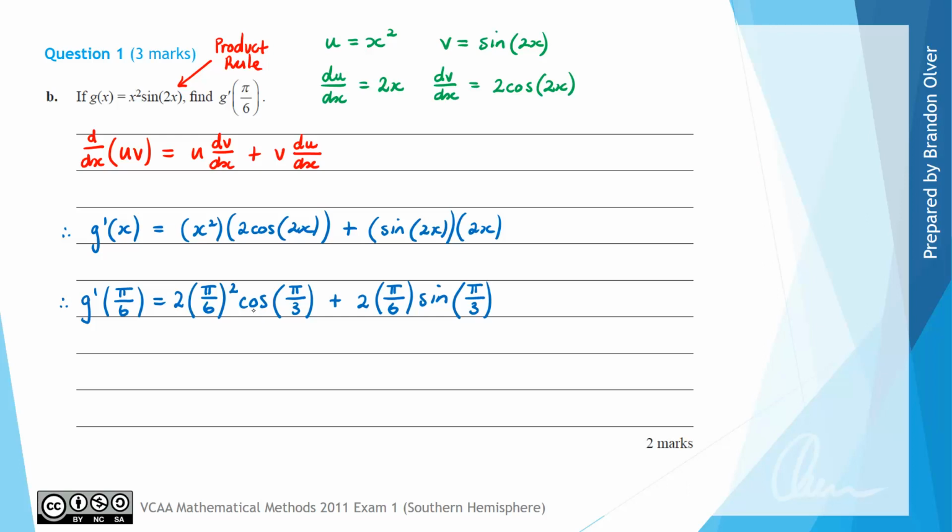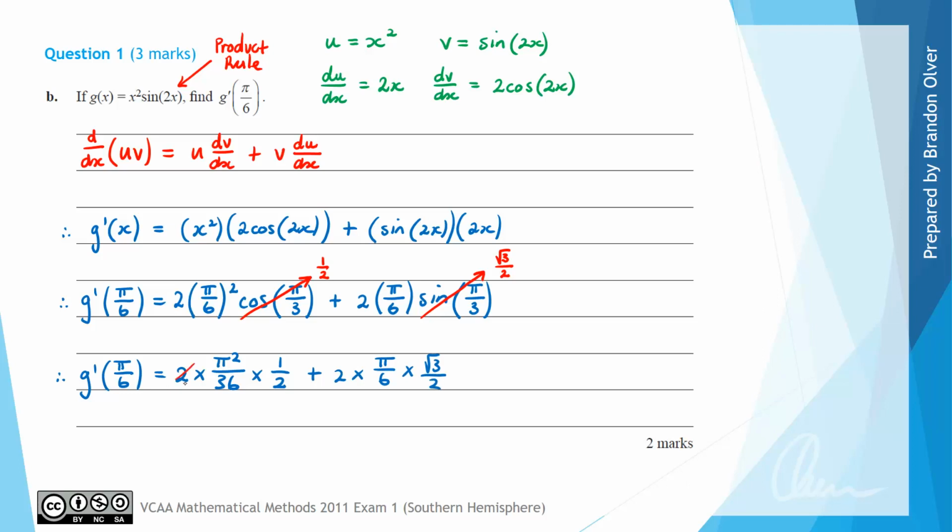Now remembering our exact values, cos of pi on 3 is equal to 1/2, and sine of pi on 3 is root 3 on 2. Therefore the derivative g dashed when x is pi on 6 is equal to 2 times, and this is going to be pi squared on 36 times a half, and then the second term will be 2 times pi on 6 times root 3 on 2.